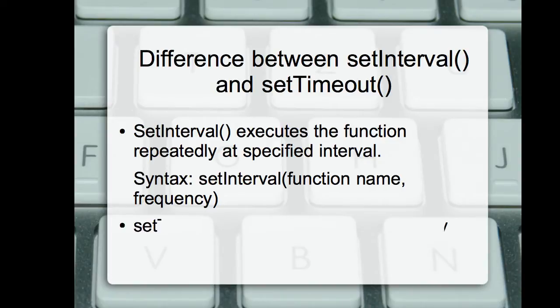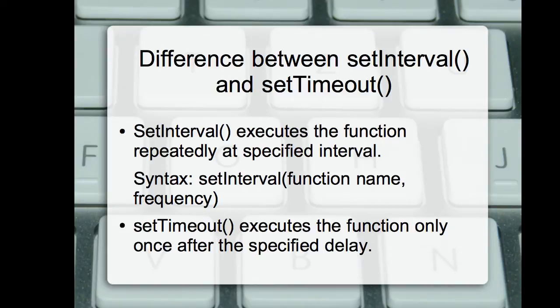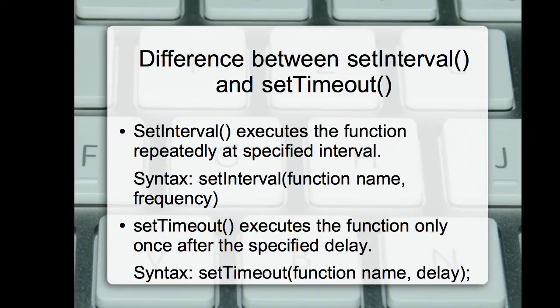The setTimeout method executes a specified function only once after a specified delay. The syntax is setTimeout(function name, delay). Here the delay also needs to be specified in milliseconds. For example, if you want to execute a function only after 5 milliseconds, you can specify 5, and if you want to execute the function only after 5 seconds, you need to specify the value as 5000.